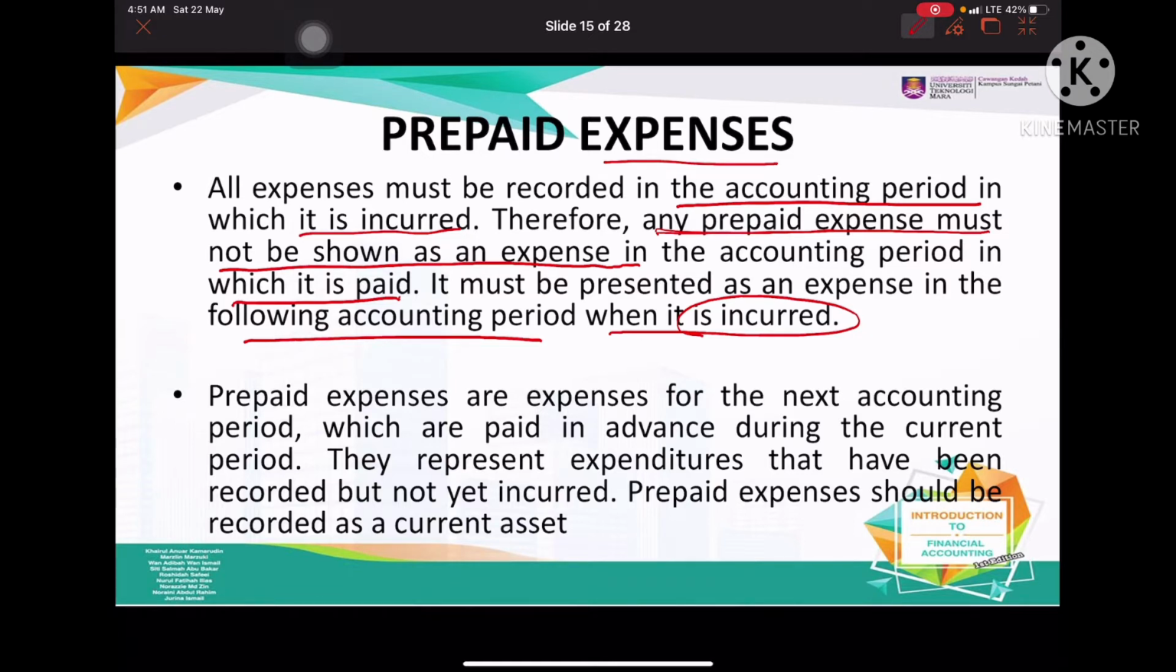Alright, so prepaid expenses are examples for the next accounting period, which are paid in advance during the current period. So it means that if we pay for our expenses, we are not only paying for the current accounting period, but we pay together, including for the next accounting period. So they represent the expenditures that have been recorded but not yet incurred. The time has not come yet, so prepaid expenses should be recorded as a current asset.